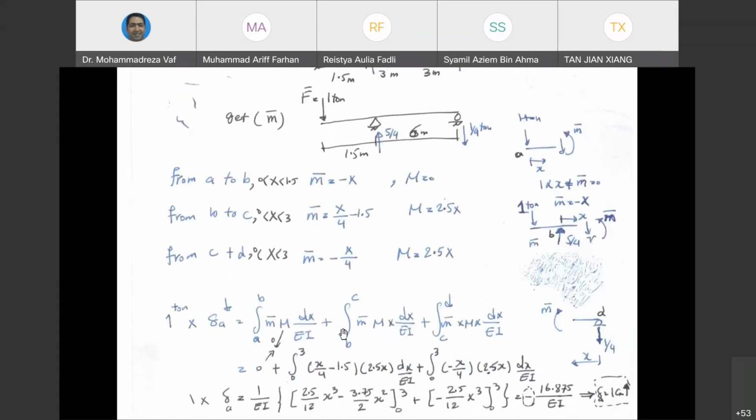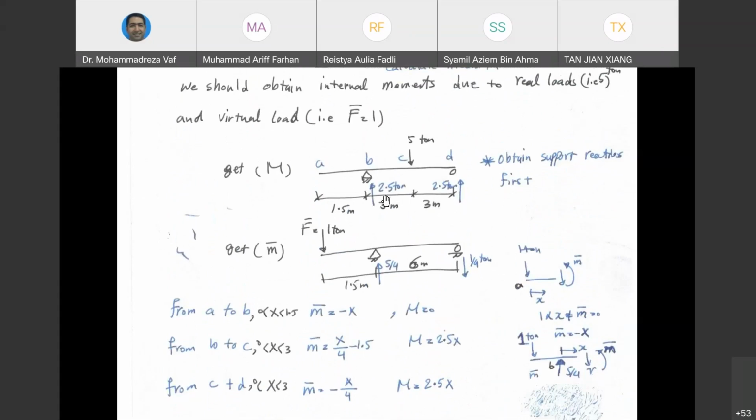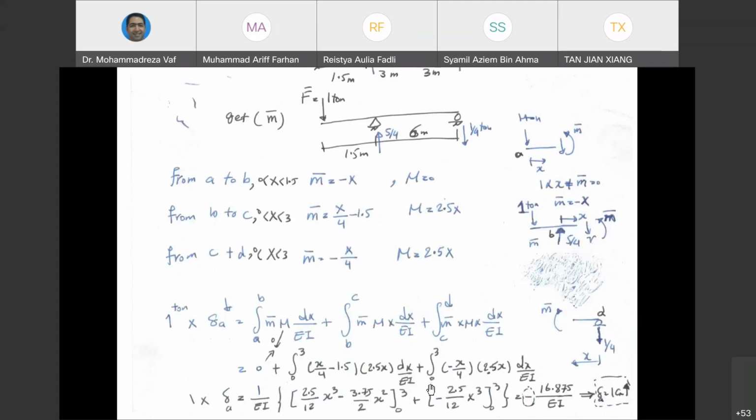Why 0? Because we are calculating span by span. Since the length of this span is 3 meters, it starts from 0 to 3. And then you go to the third span from D to C or C to D, again from 0 to 3. So it's going to be 0 to 3, and then you put this M bar that you have calculated for this span, and this M that you calculated for this bar. So after that, you just need to do math.